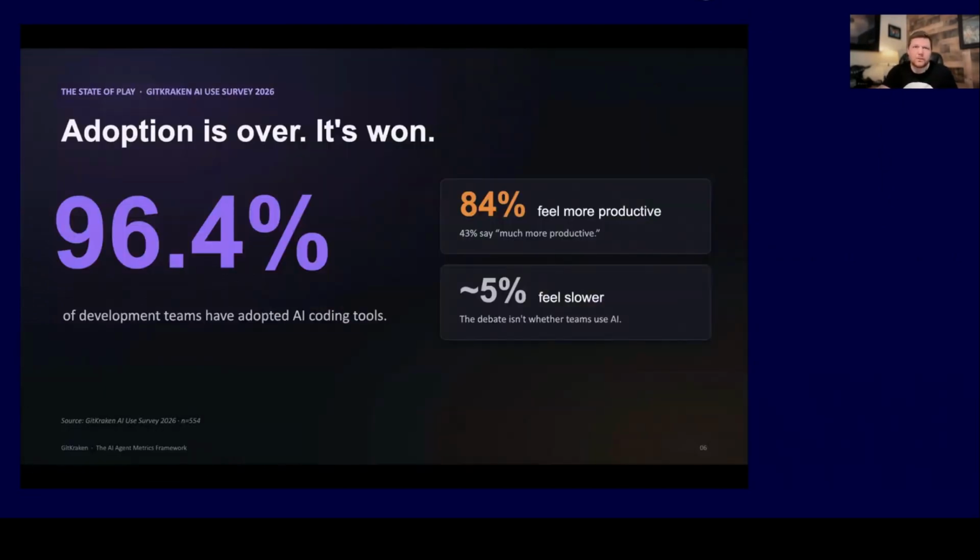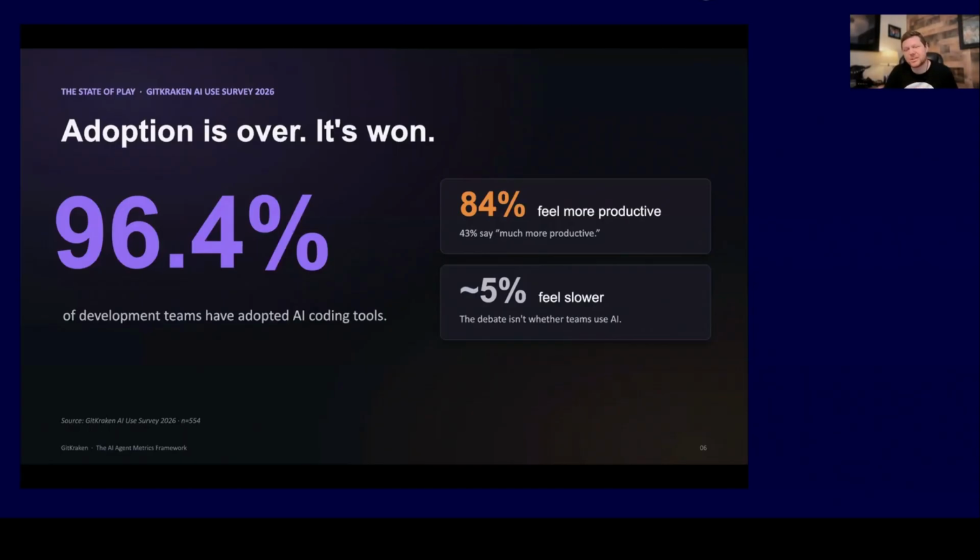As I mentioned, we recently ran a pretty comprehensive survey. We talked to over 550 engineering leaders and developers. One of the things that came out, and maybe this is obvious, but just to overstate the obvious here, is that adoption is over. That was last year's problem and the year before that's problem. What we saw in our survey results was that 96.4% of software teams have already adopted AI coding tools. So that battle has been won.